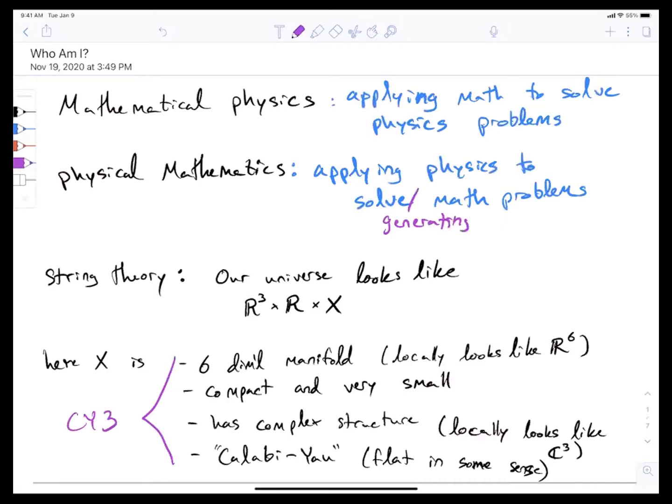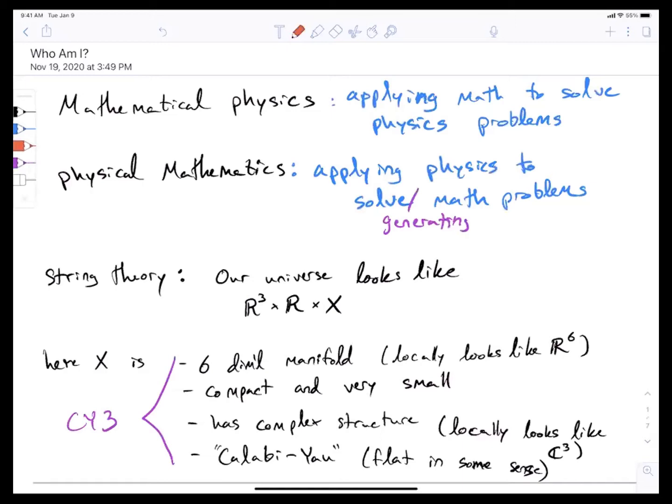And so my goal of the talk today is just to give you an example of what that looks like, how physics could be used to solve or generate a problem in pure mathematics. The physics that I'm talking about here is going to be string theory, and I don't really know much physics. I don't know much string theory, so I apologize if someone does and I'm saying something wrong.